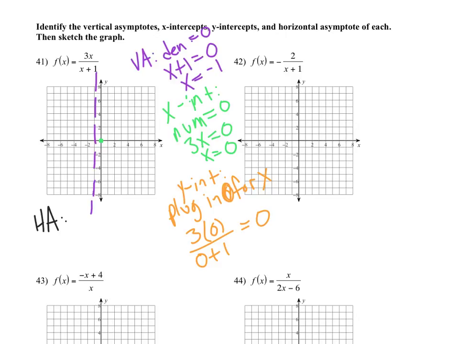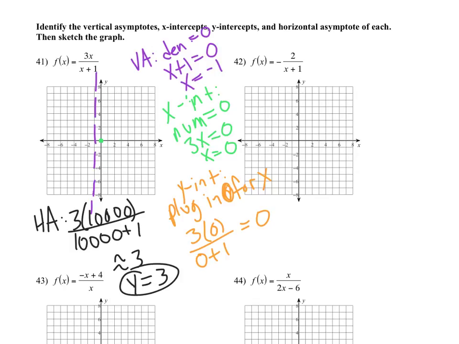And one of the ways we did this was to plug a really big number in. I'm going to use 10,000. So we get 3 times 10,000 over 10,000 plus 1. If you were to do this out, you end up getting a number really close to 3. That means my horizontal asymptote is going to be y is equal to 3.